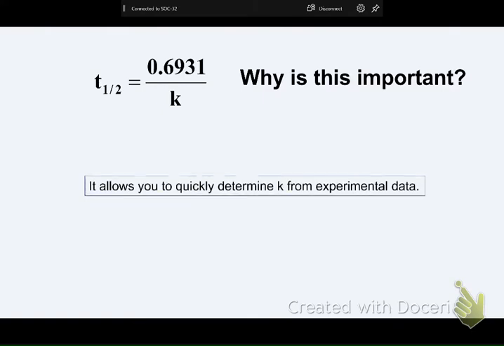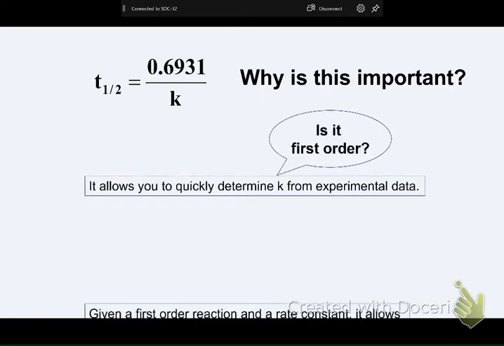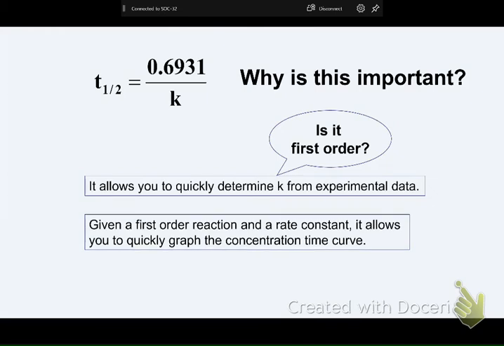Oh, yeah. And then, it allows you to quickly determine K from experimental data. Given the first order reaction and a rate constant, it allows you to graph it quickly. And then the last one is it's on the test. So people always ask me, why is this important? Because it's going to be on the test. That's all you really need to know.